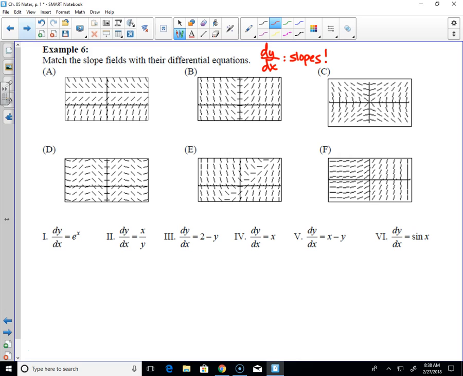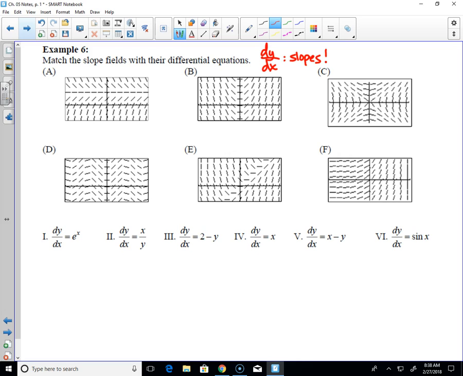Remember how we really liked the ones that followed vertical or horizontal lines? Because it'd be so much easier to sketch. Example number 1 followed vertical lines. Why? Because its dy dx only had what variable? X. It only had x's. Do you see any other graphs up here that follow vertical lines?